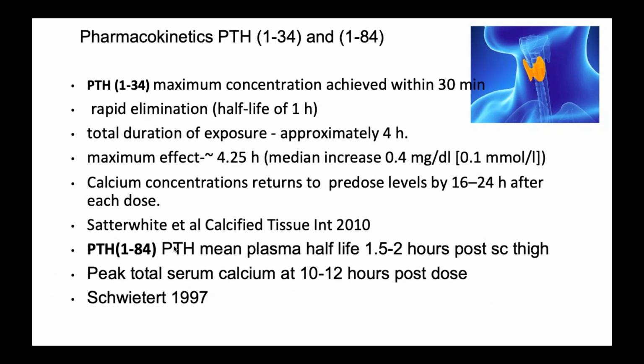As I've mentioned, we have two PTH molecules available for us today, PTH1 to 34 and PTH1 to 84. You'll note that the maximum effect, the peak effect of 1 to 34 is seen at 4 hours. The peak effect of 1 to 84 is seen at 10 to 12 hours. And so the best way to administer PTH1 to 34, data from Weiner and colleagues, is a BID dose, and even better is a pump administration, which has been associated with even smaller doses of PTH required in a 24-hour time period to improve and optimize calcium homeostasis.